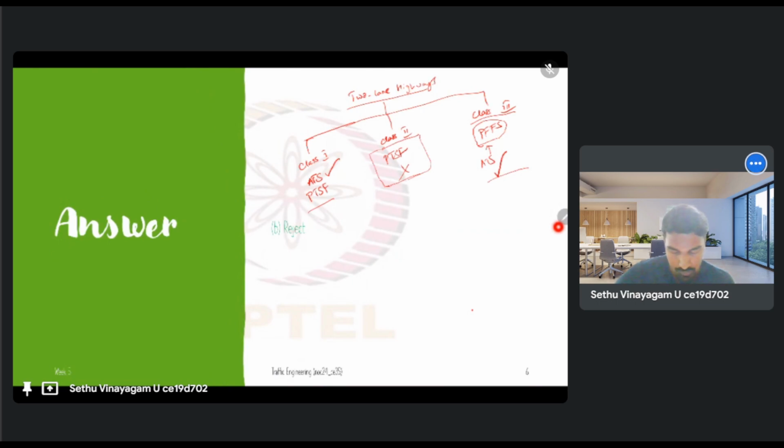So therefore, we reject the statement because it says it is needed for all the three classes, but it is only needed for class 1 and class 3 and not class 2. Okay. So therefore, B is the right answer.